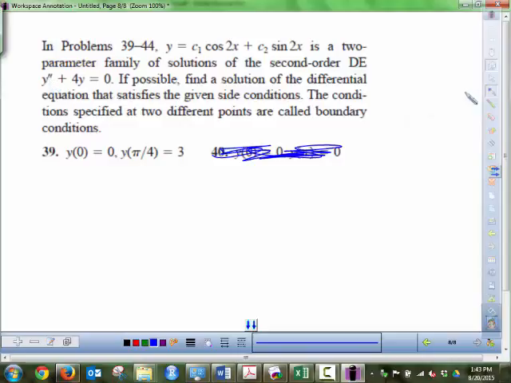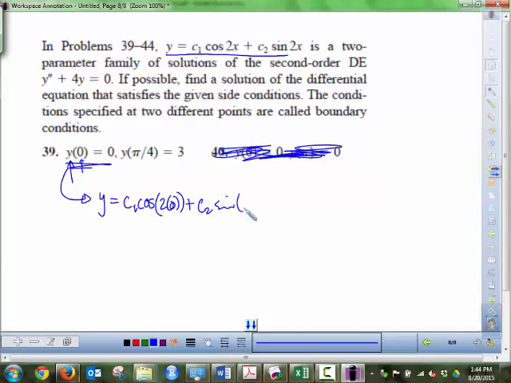Okay, so what we want to do is take our y function, this is our y function over here, and put 0 in for x. When you put 0 in for x, your y should equal 0. So using this first condition, boundary at 0, we have y first, C1 cosine 2 times 0, so that's just 0, plus C2 sine of 2 times 0. And I hope you know what the sine and cosine of 0 are.